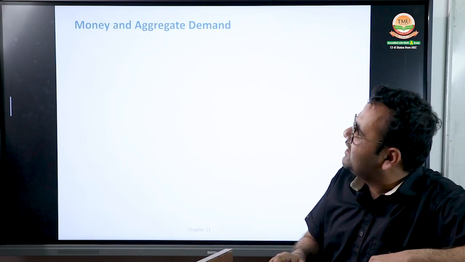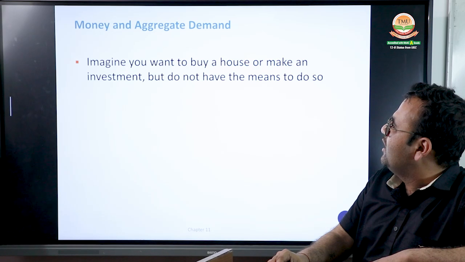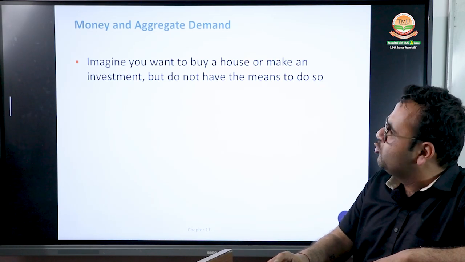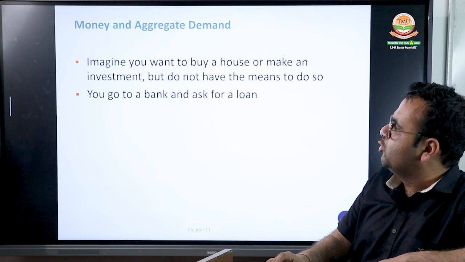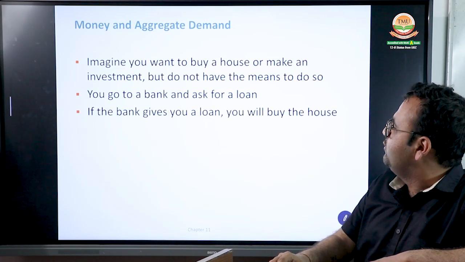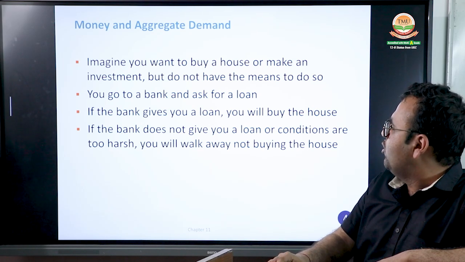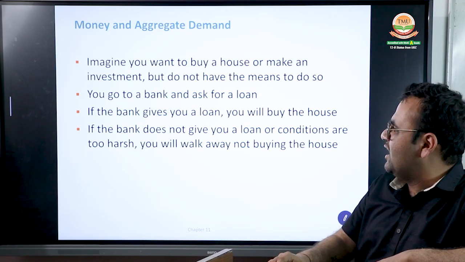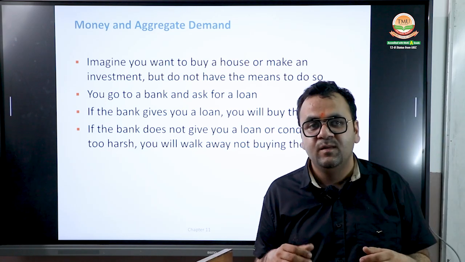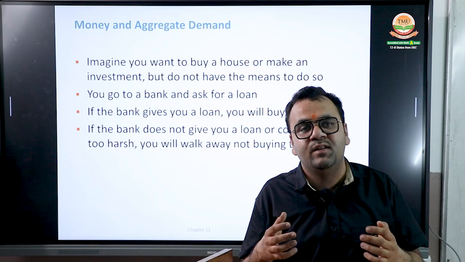Now we will discuss money and aggregate demand. Imagine you want to buy a house or make an investment but do not have the means to do so. You go to the bank and ask for a loan. If the bank gives you a loan, you will buy the house. If the bank does not give the loan or the conditions are too harsh, you will walk away and not buy the house. According to this example, if we have money, then we are able to satisfy our other basic needs.